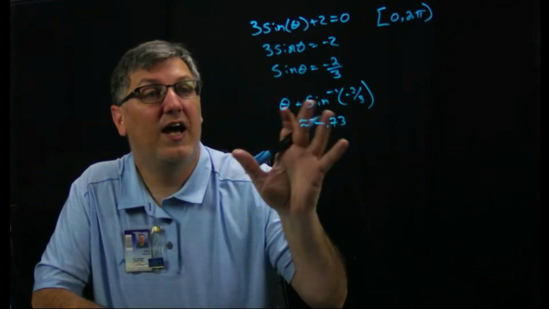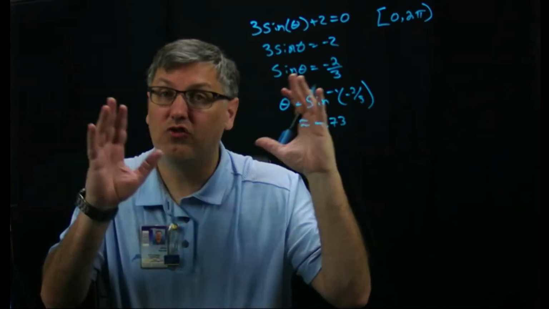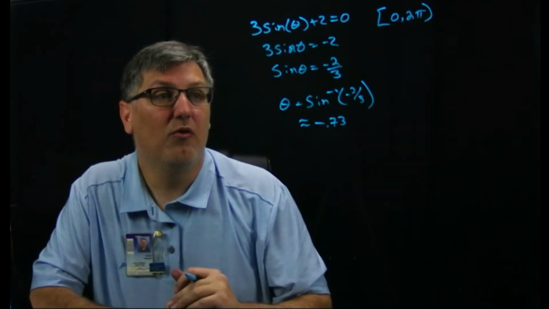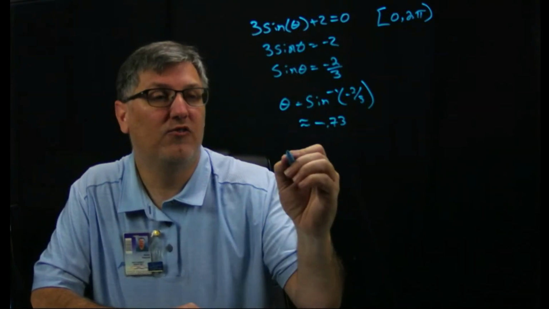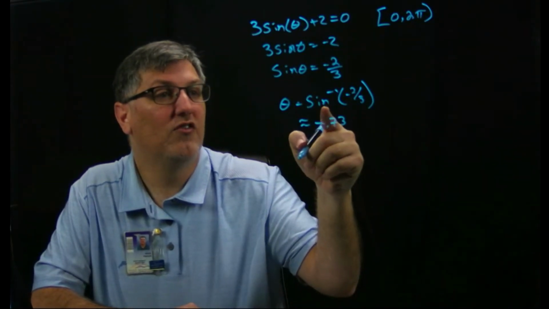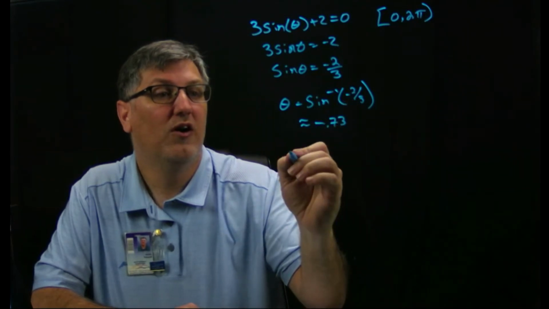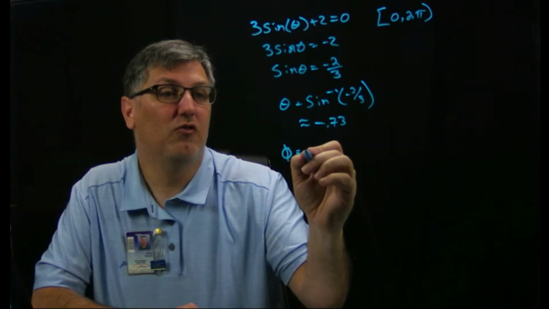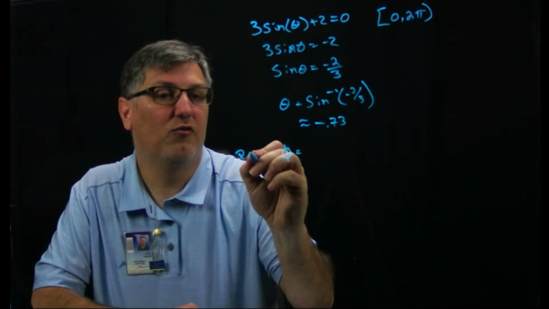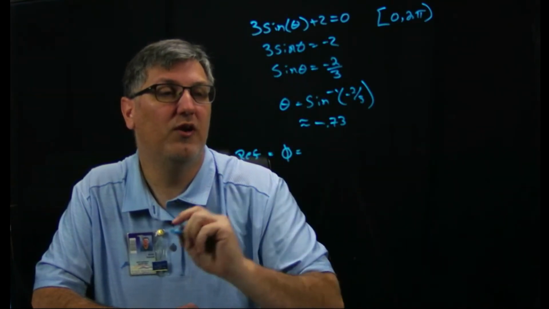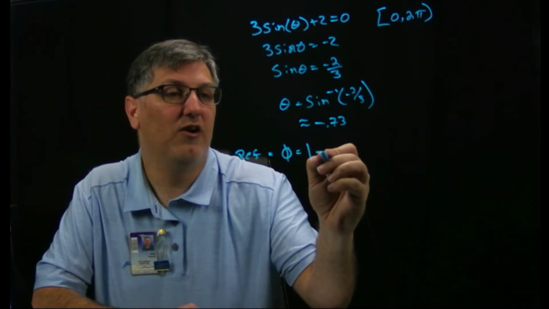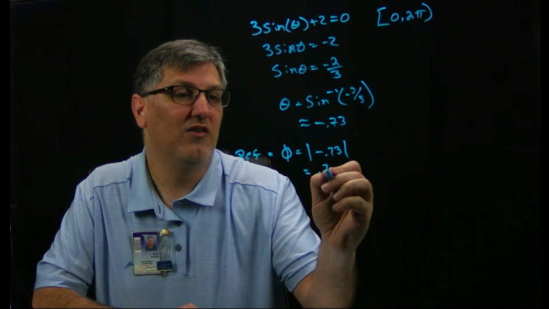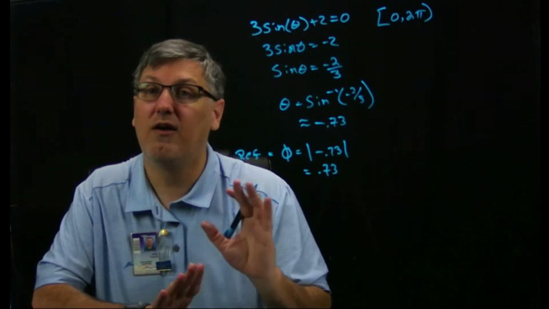All right, so that is just the starting point. Now, I'm going to use my reference angle. I need to find my reference angle. Well, this is negative. This is arc sine. I know this is in quadrant 4. So my reference angle, which is phi, is going to be, and this is my reference angle from the last video. I said that I'm always going to use phi in my class. We're going to do the absolute value of negative 0.73, which is 0.73. All right, now I have my reference angle.